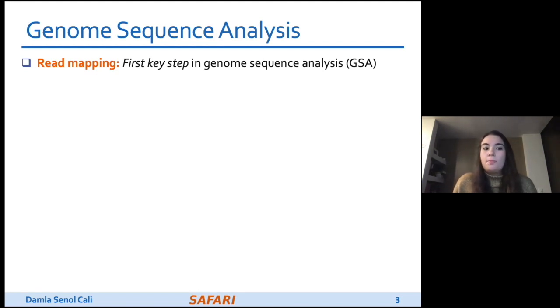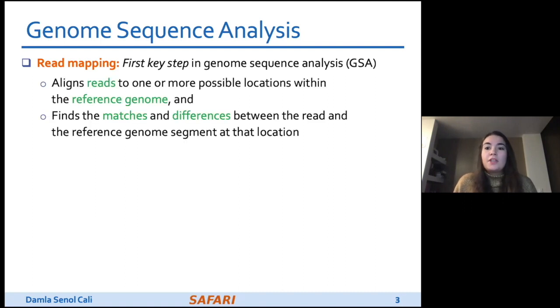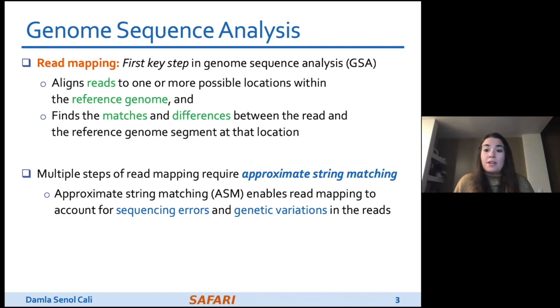but you should be familiar with the term from Professor Onur's talk or yesterday from Mohammed's talk. So in read mapping, what we do is we take each read, align it to one or more possible locations within the reference genome, and find the matches and differences between the read and the reference genome segment at that location. So multiple steps of read mapping must account for the sequencing errors, which I have already introduced, and also for the differences caused by genetic variations.